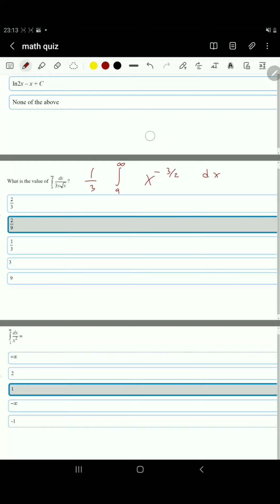Okay, so what do we have now? We need to find the integral of that. You should know this.